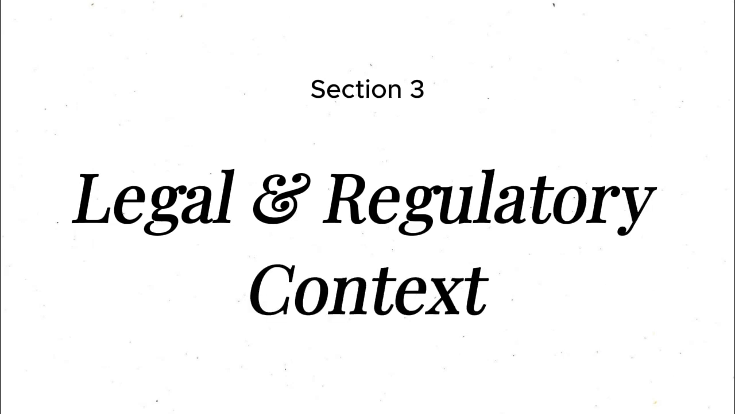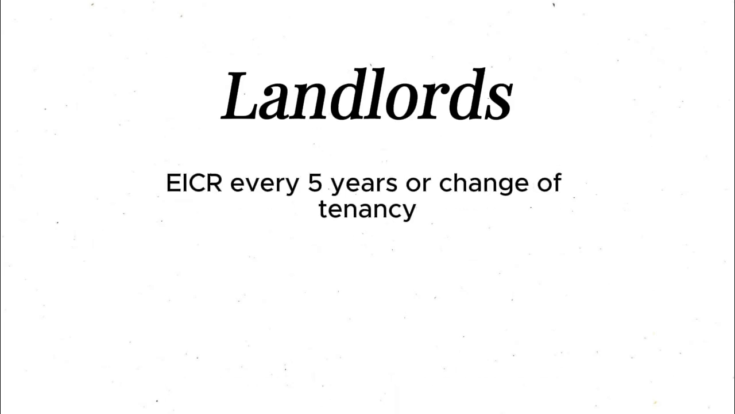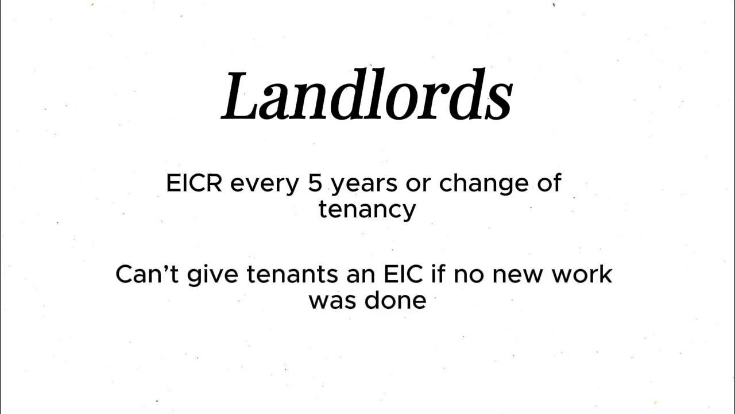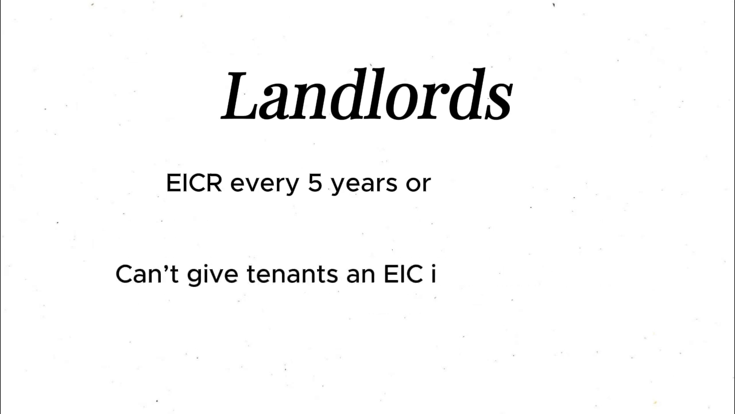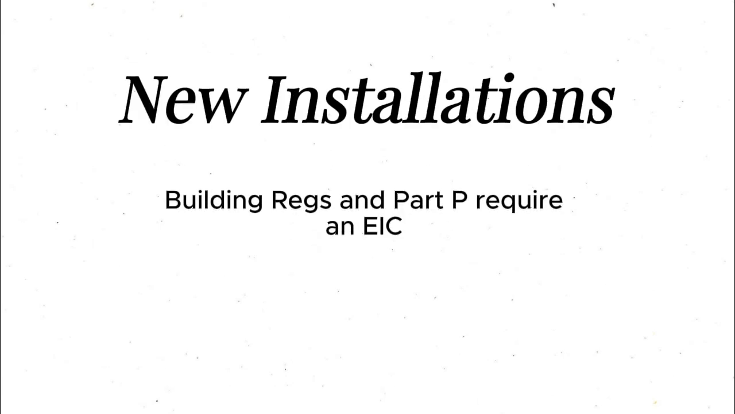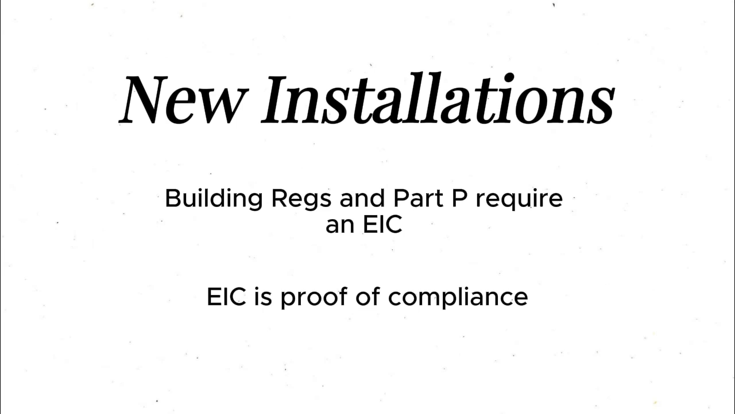Legal and regulatory context. Here's where students and Sparkies both need to pay attention. Landlords. By law, they need an EICR every 5 years or change of tenancy. They can't give tenants an EIC if no new work was done. New installations, building regs and Part P require an EIC. For example, if you add a new circuit or rewire, the EIC is proof of compliance.